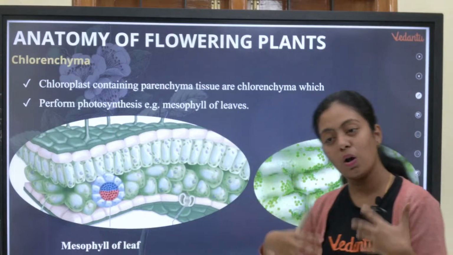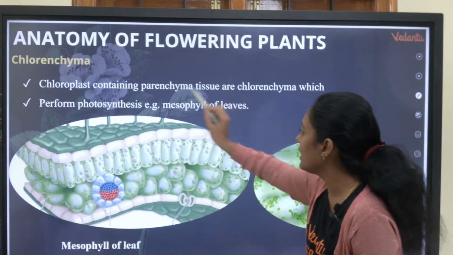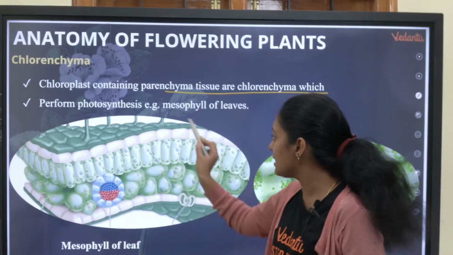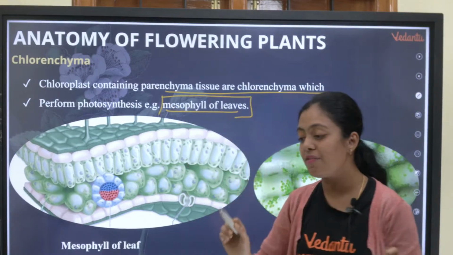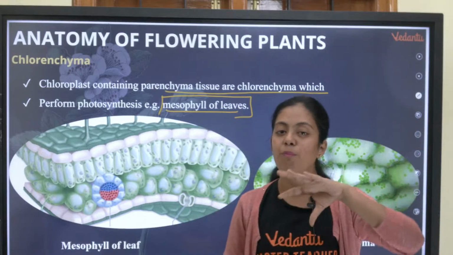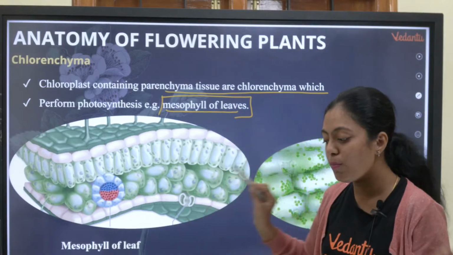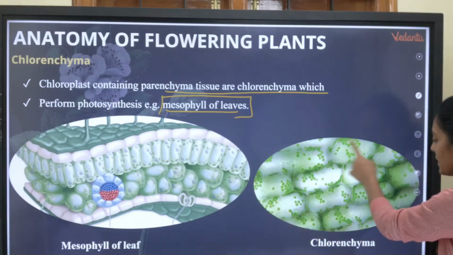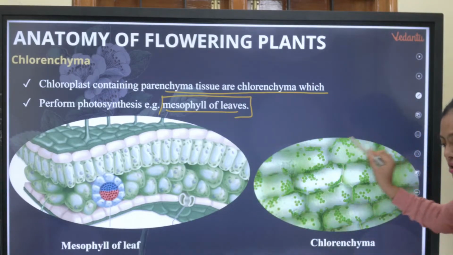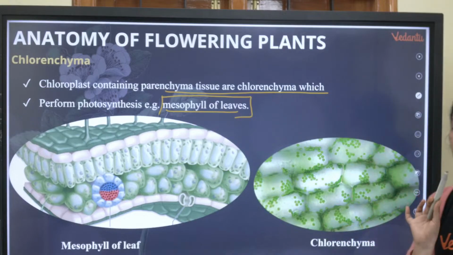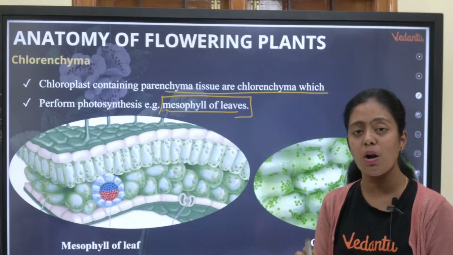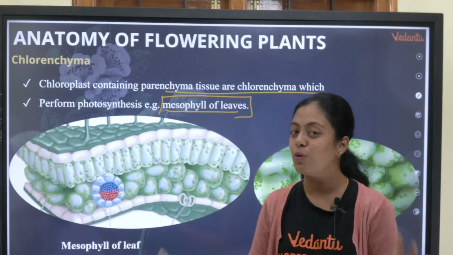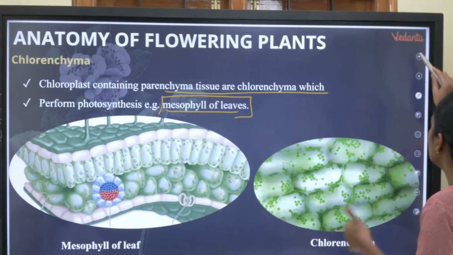Yes, chlorenchyma I already discussed. Chloroplast containing parenchyma tissue is chlorenchyma. They perform photosynthesis. Example, mesophyll of leaf. So your mesophyll of leaf is made up of chlorenchyma. Don't forget this: collenchyma is different, chlorenchyma is different. Can you see this green color structure? They are all your chloroplast. Why are chloroplasts so important? They help in photosynthesis. The more chloroplasts, the greater the rate of photosynthesis. Okay, clear guys? Can I get a victory sign?